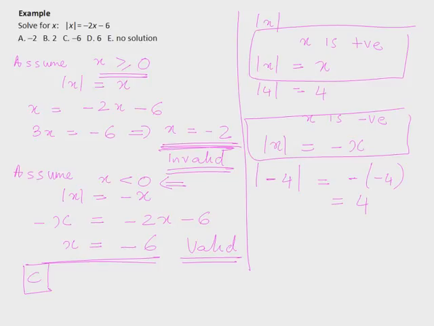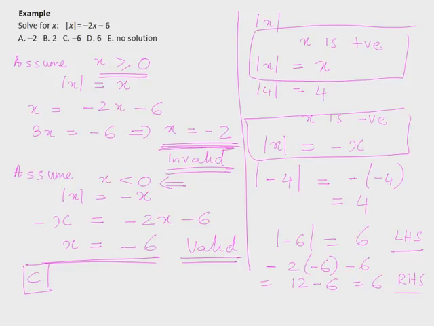Plug it in. So let's plug in minus 6. I get absolute value of minus 6, which is 6. That's the left hand side. And the right hand side becomes minus 2 into minus 6, which is 12 minus 6, which is also 6. So the right hand side is also 6. So minus 6 works. The left hand side and the right hand side turn out to be equal. So our solution is minus 6.